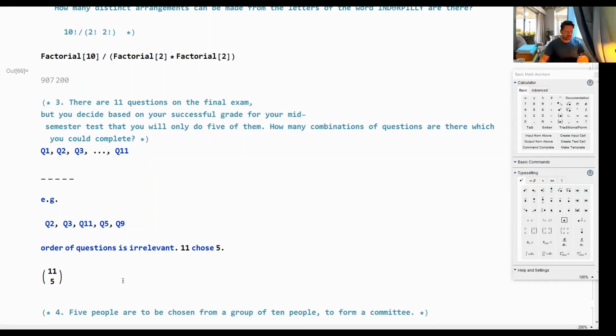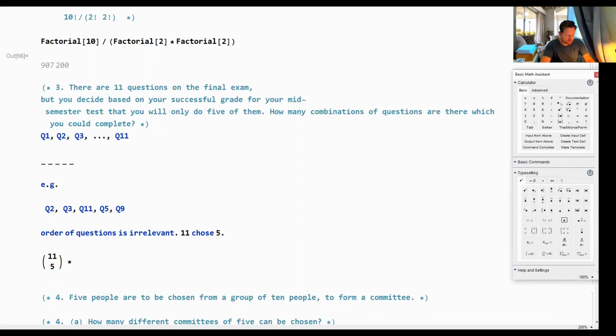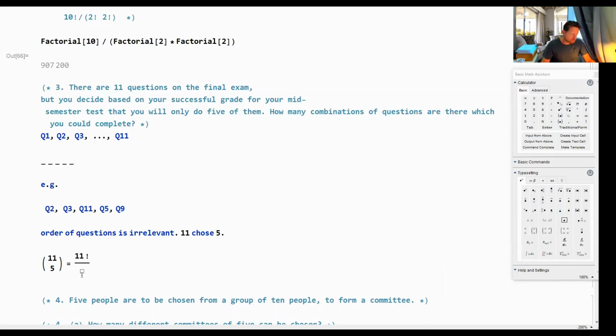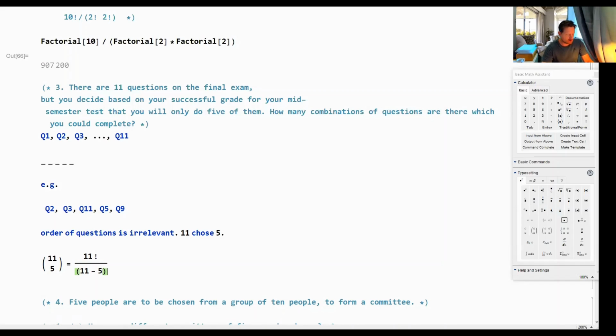But what it means is, whoops, that's not what I wanted. Okay, so what this is equal to is 11 factorial divided by 11 minus 5 factorial, divided by 5 factorial. So in other words, we take this one minus this one and place it there and take its factorial. The numerator is the top one, and the other denominator is the 5 factorial taken from there. All right, so this is mathematical notation for that.